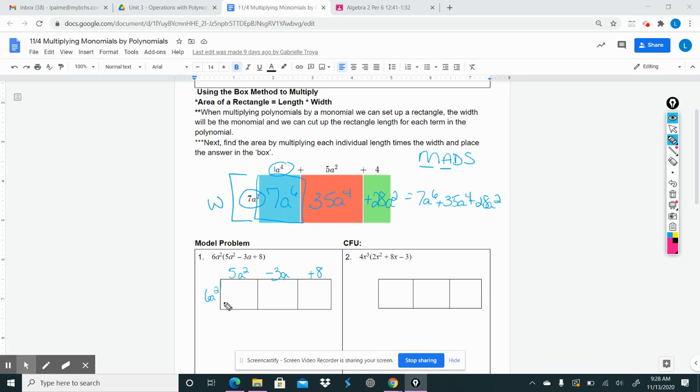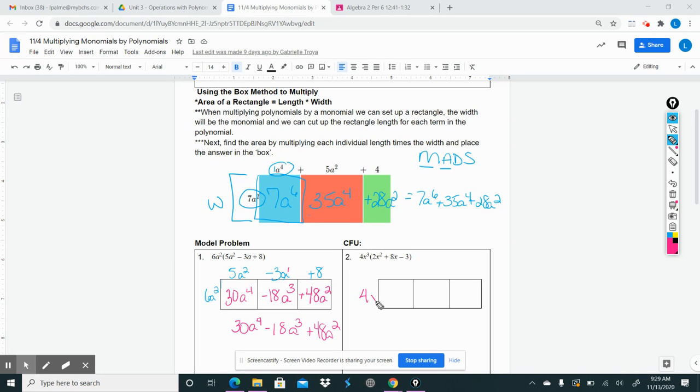6a squared times 5a squared is positive 30a to the 4th. Negative 3a times 6a squared is negative 18a to the 3rd, because remember there's a 1 up here. 6a squared times 8 is positive 48a squared. Writing your answer nicely together, we get 30a to the 4th minus 18a to the 3rd plus 48a squared. Pause the video, go ahead and try the check for understanding, then come back and check your answer.